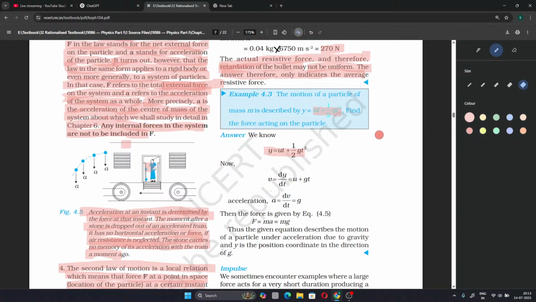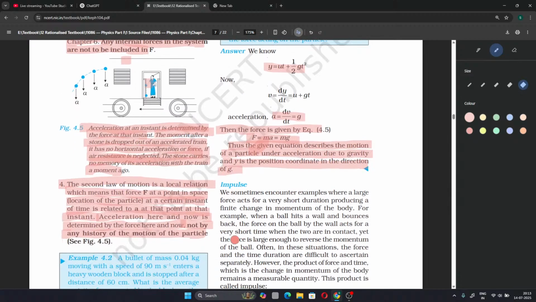We know that y equals ut plus half gt square. This is the motion, and this is actually the distance. It is the same equation as s equals ut plus half at square. When we differentiate the displacement by time, we get the velocity of the particle, and when we differentiate velocity, we get acceleration, which equals g. The force is given by F equals ma equals mg. Thus, the equation describes the motion of a particle under acceleration due to gravity, and y is the position coordinate in the direction of g.